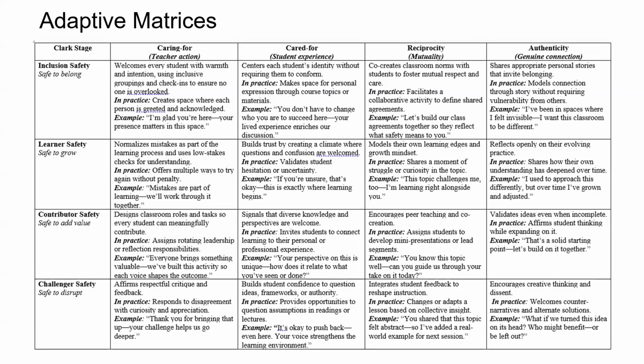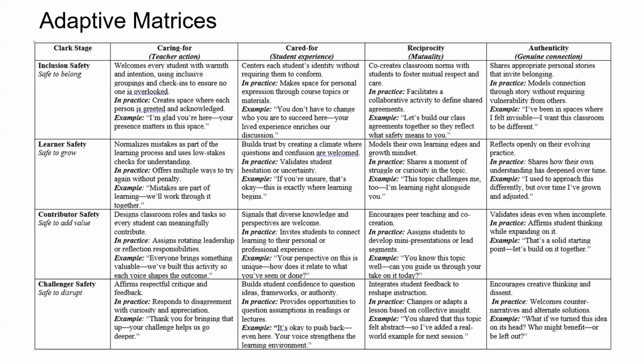So here, this is a mock course that includes Clark's four stages framework of psychological safety, which includes inclusion safety, learner safety, contributor safety, and challenger safety. On the horizontal, you will see another theoretical model called Noddings' care. And it's how the teacher or professor provides care. So caring for people, cared for, reciprocity, and authenticity. So in each cell, we have what the ideal behavior is when you're dealing with students.